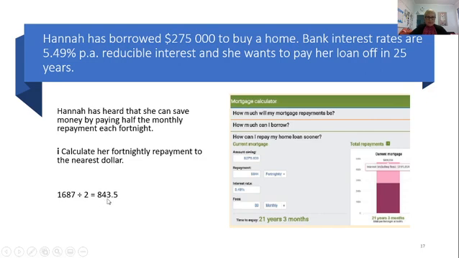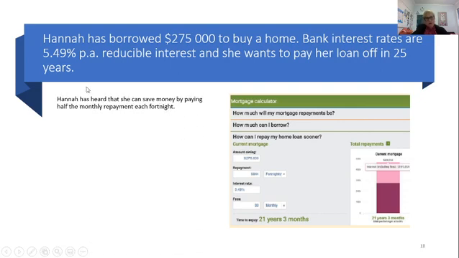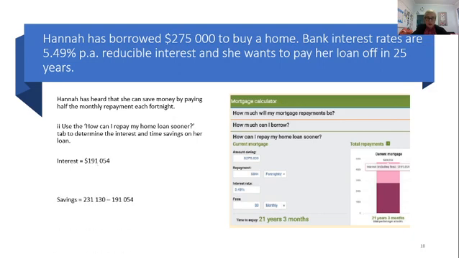And we get 843.5. So we round that up because it's set to the nearest dollar. It's $844. Then how can I repay my home sooner? There's a tab on that, so you can click on that. So the interest, if she did that, would be $191,000.